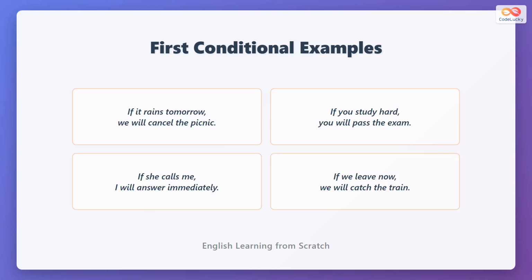Here are some examples of first conditional sentences. If it rains tomorrow, we will cancel the picnic. If you study hard, you will pass the exam. If she calls me, I will answer immediately. If we leave now, we will catch the train.